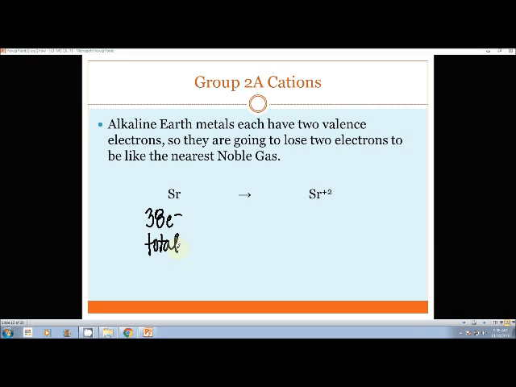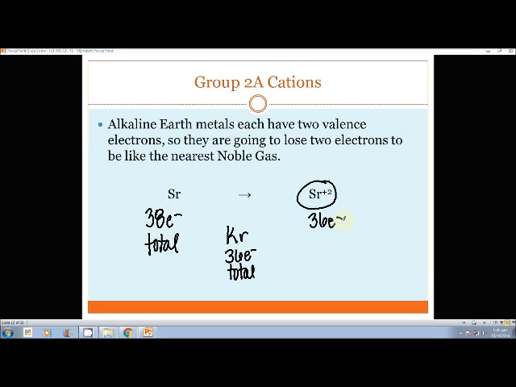What's the closest noble gas that doesn't go over? Krypton has 36 total. So, if I lose 2 electrons from strontium, it's going to act like krypton. So, by having this Sr plus 2, that's telling us that we lost 2 electrons to be like krypton.